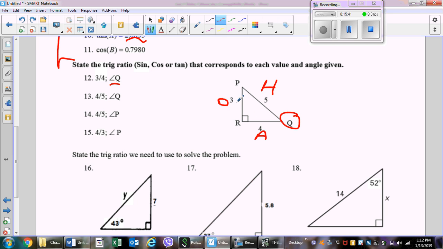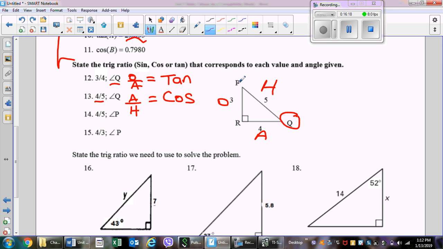I'll write it down. Which trig ratio has 3 over 4? OA, right? That's what I have. This is OA. So if you look into your trig, OA is what? Good job. Tangent. Okay. Which trig ratio has 4 over 5? 4 is the adjacent side. 5 is the hypotenuse. What is AH? That is cos.